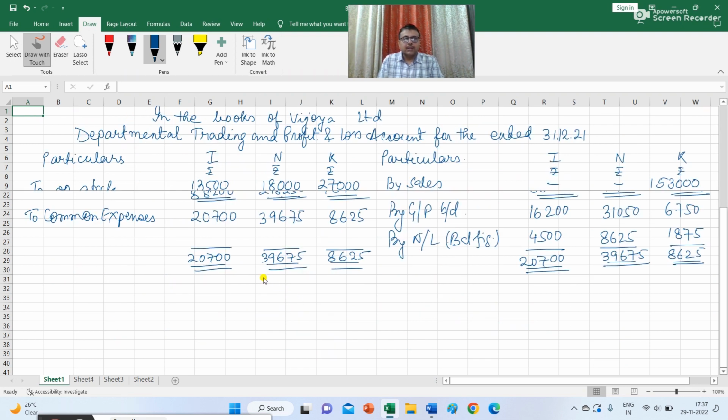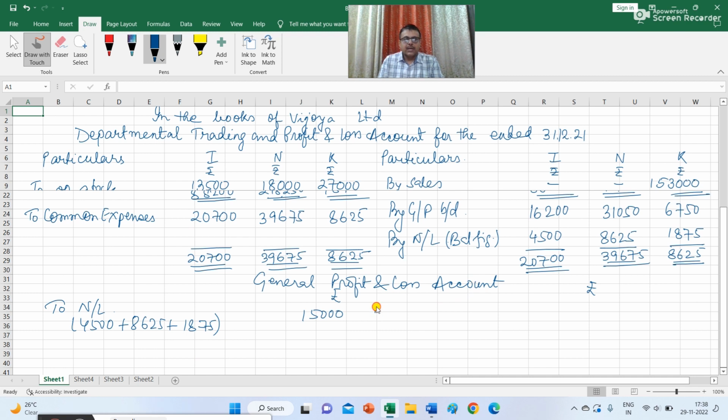Now it's time to prepare the general profit and loss account. So we need to prepare only the two columns, debit and credit side. And here on the debit side, I have to write the net loss of the three departments. So you will get 15,000. This is the sum total of 4,500, the loss made by Department I, 8,625, the loss made by Department N, and 1,875, the loss of Department K.